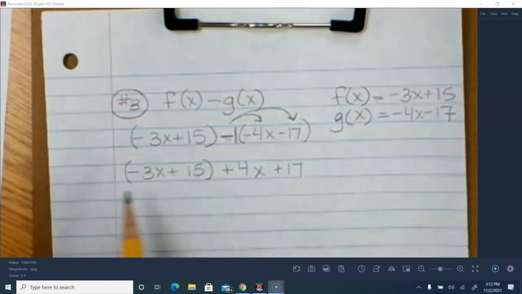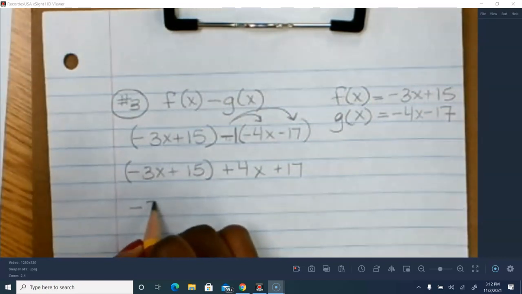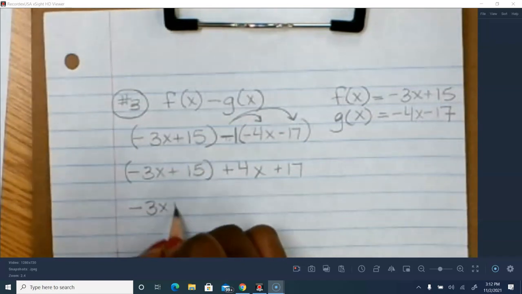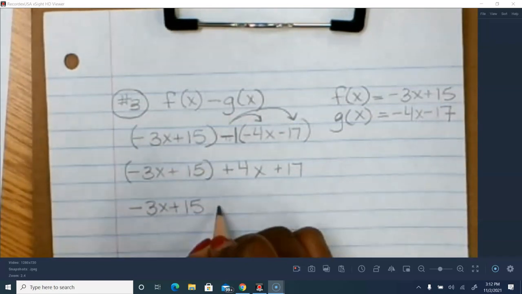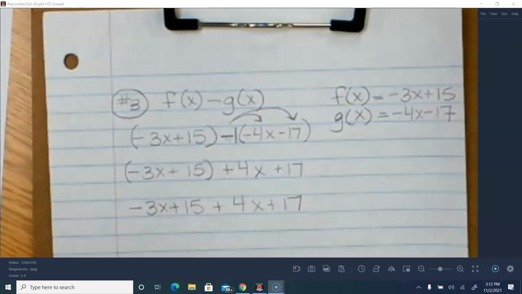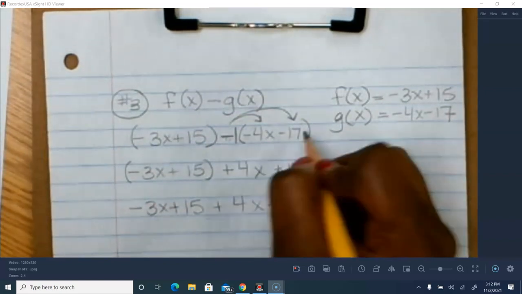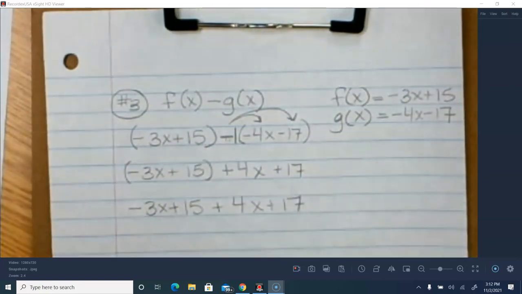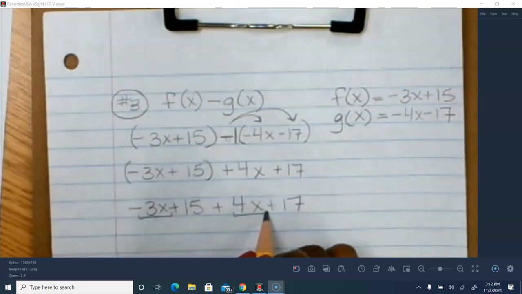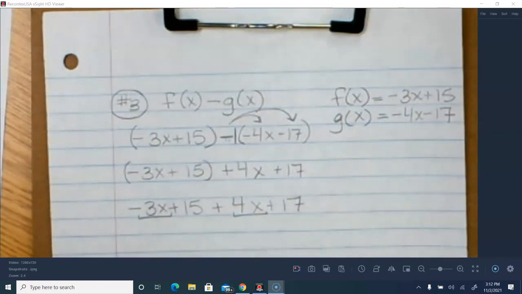So now I'm going to bring these two terms out of the parentheses because they are already simplified. They cannot be combined. There are no like terms there. So I'm going to pull them out, and I'm going to bring everything else down as is. All right, so now I have some like terms. This is not simplified because I have like terms. And the like terms that I have are negative 3x and positive 4x. So I want to combine those.